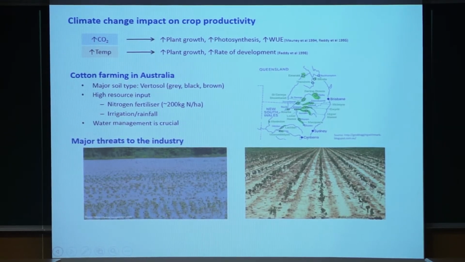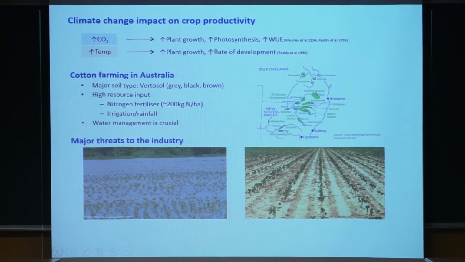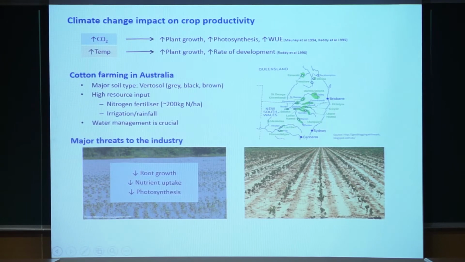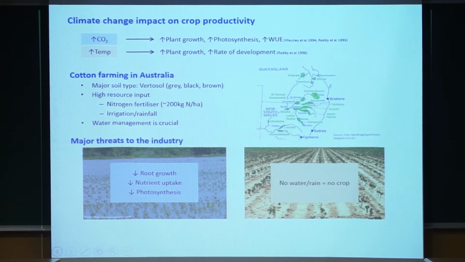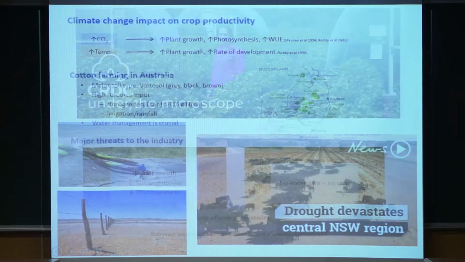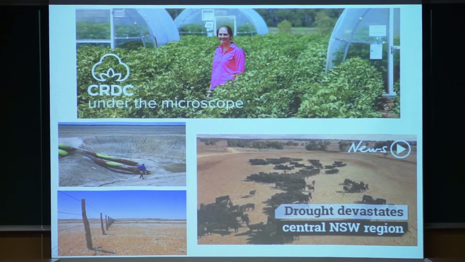So the major threats to the industry are flooding and drought, and both occur somewhat regularly. Flooding tends to decrease root growth, nutrient uptake, and photosynthesis. And drought, of course, means nothing's growing, so there's that. So there's a lot of loss of crop productivity, and we're asking ourselves, what about extreme weather events?